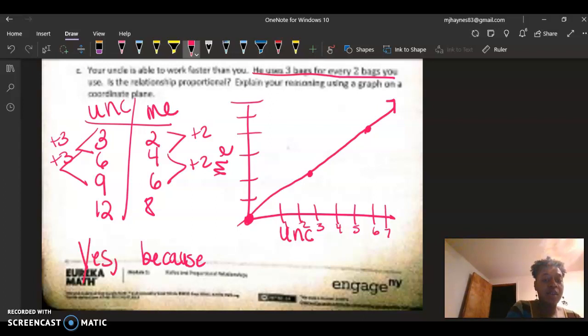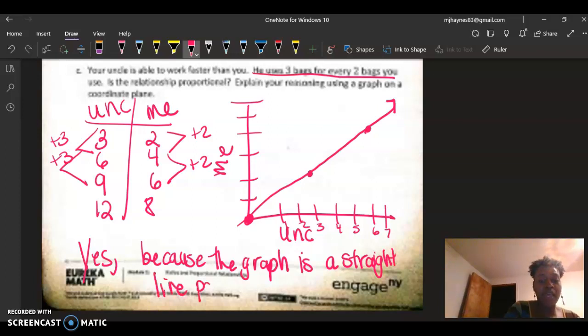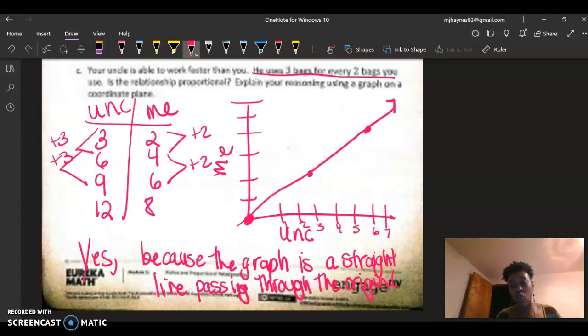Yes, because the graph is a straight line passing through the origin. And remember the origin's address. The origin lives here at 0, 0. Okay, let me erase that because I was going to put the coordinates, but I'll just put a period.